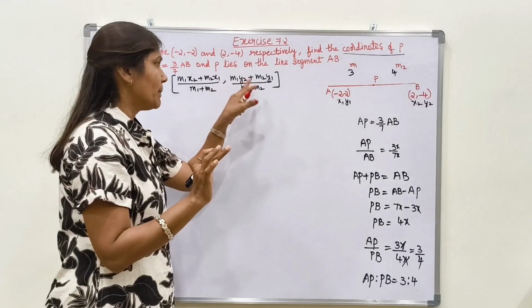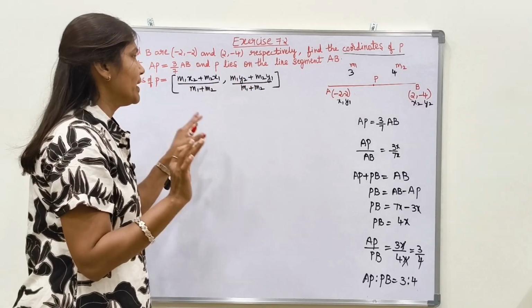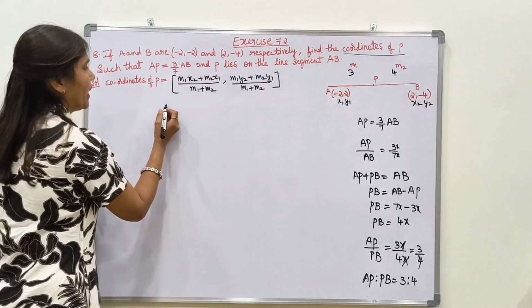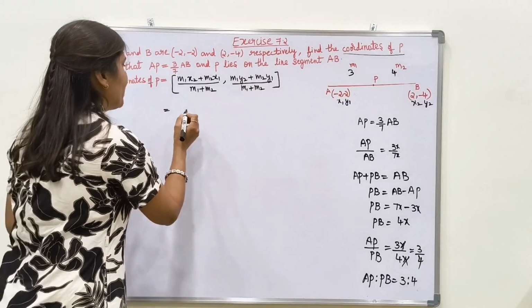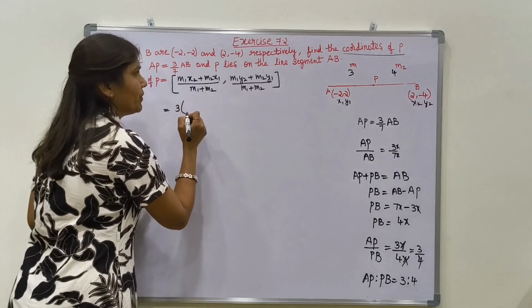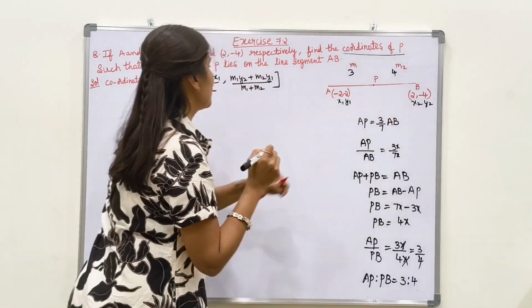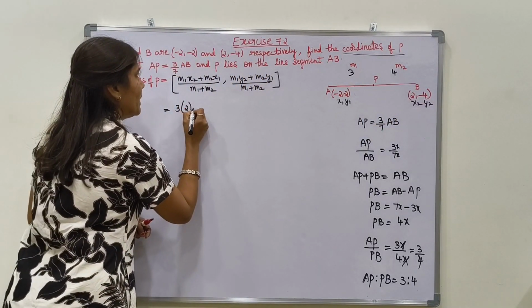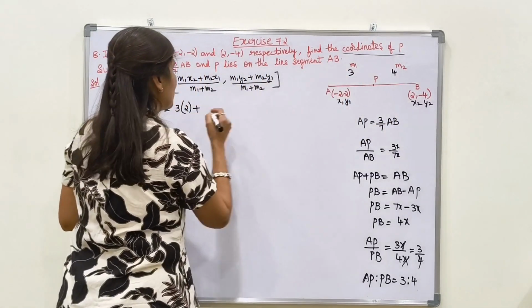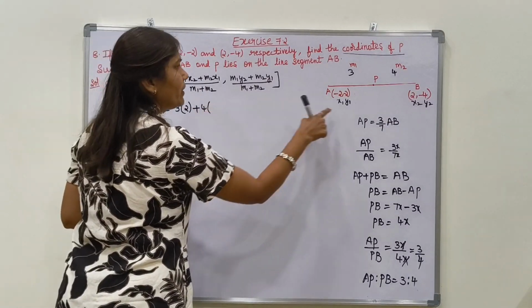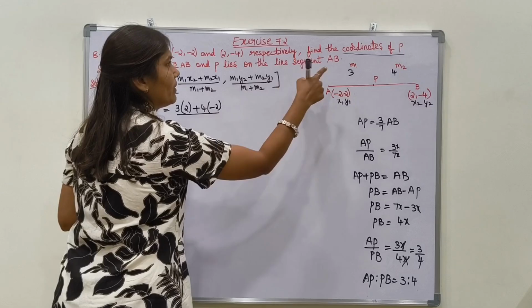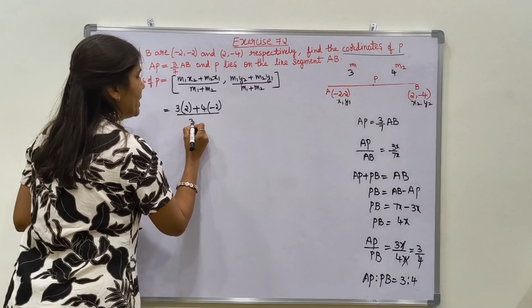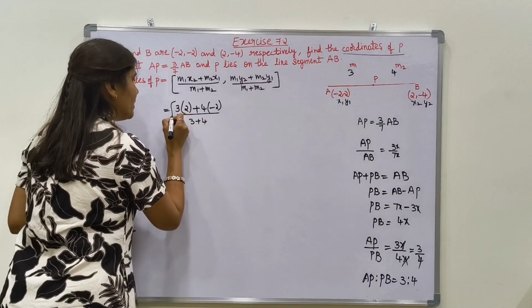Next, (m1 y2 + m2 y1) divided by (m1 + m2). Now carefully listen. M1 means what? 3. Substitute the values properly. 3 into x2, x2 means 2, plus m2, m2 means 4, 4 into x1, minus 2, divided by m1 plus m2, 3 plus 4.